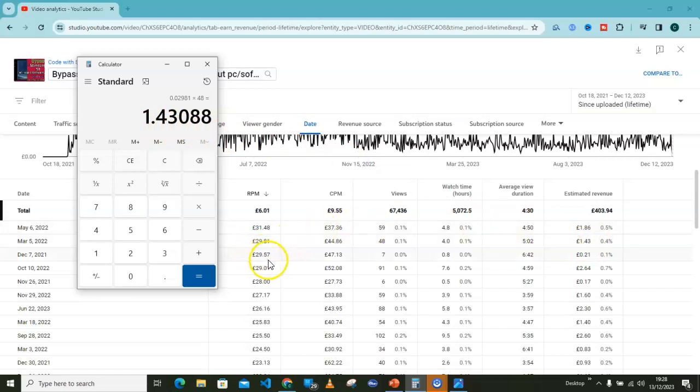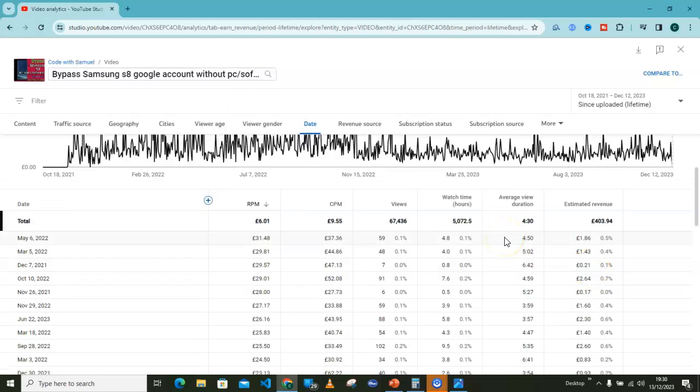Then let's go for the last one here. I can't do everything, but if we go for that, on that day, the RPM was 29.57 pence. So 29.57 pence divided by 1,000 views times how many views did we get on that day? Just 7 views. Then times 7 divided by 1,000 views times 7 views, that will give us 0.21. So we take this 6 as 1, then add it to that, it is going to be 0.21. As you can see, 0.21.